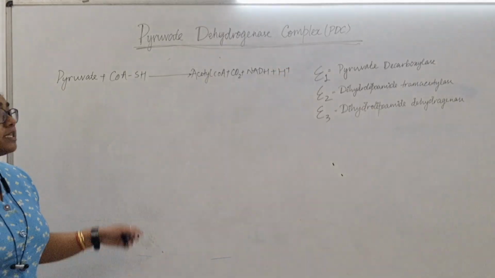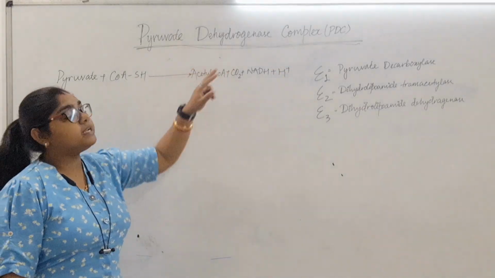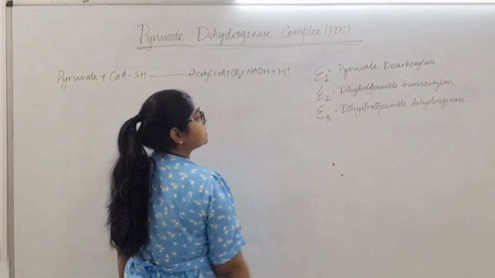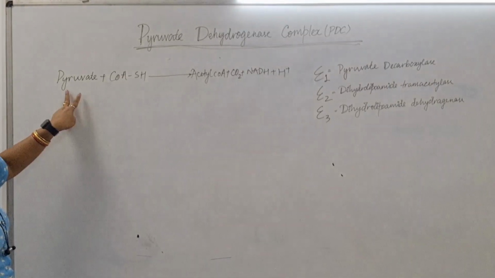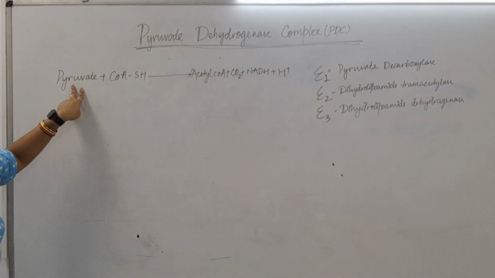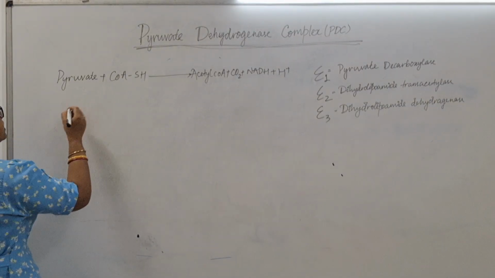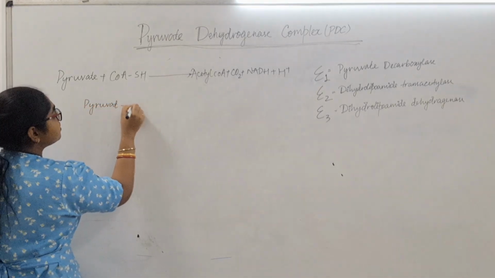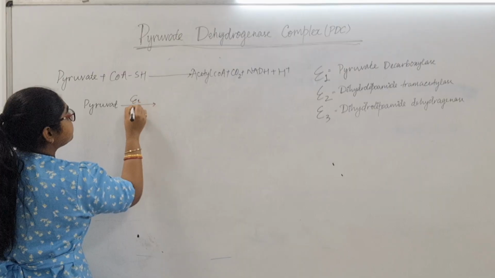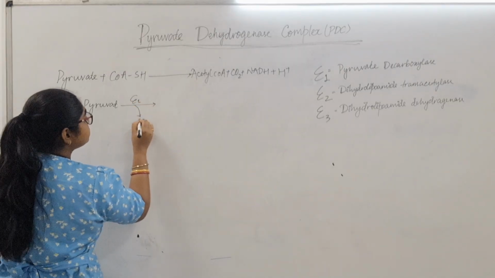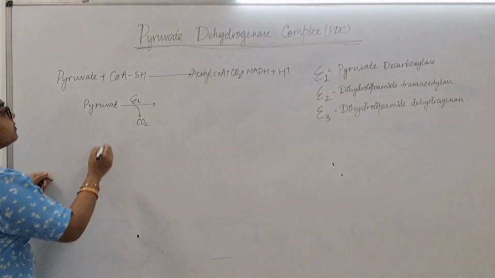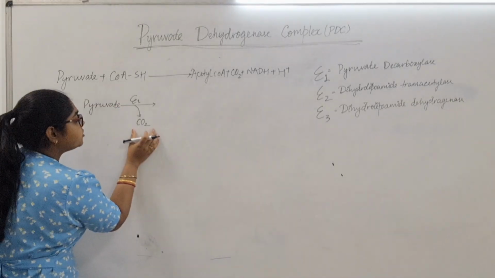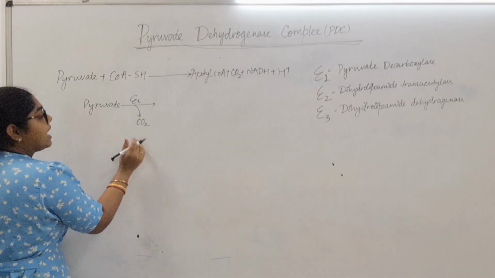Okay, so this is the overall reaction of the pyruvate dehydrogenase complex. This E1, the pyruvate decarboxylase, as the name suggests, is linked with the decarboxylation of pyruvate. Here, from pyruvate, with the help of E1, it releases a carbon dioxide molecule. It decarboxylates the pyruvate, removing one carbon group and thus modifying it.